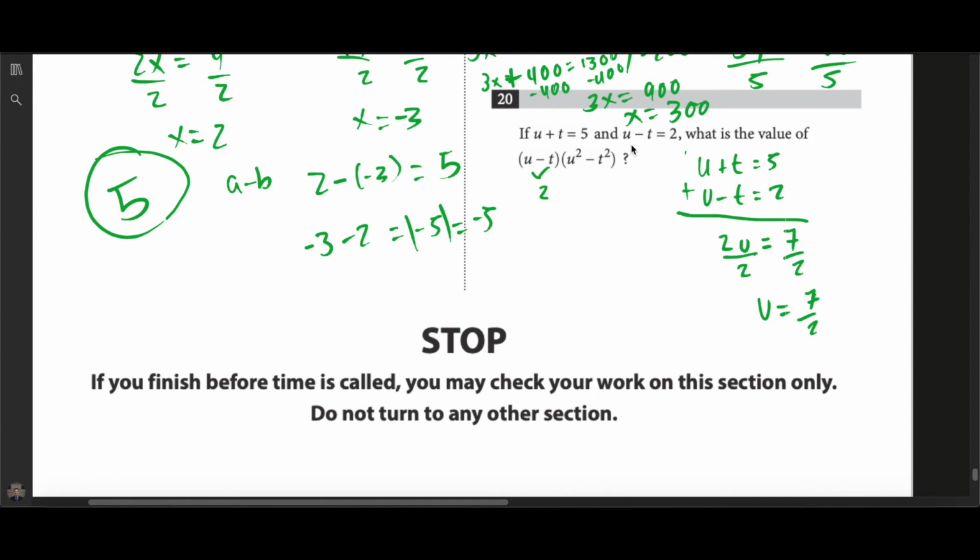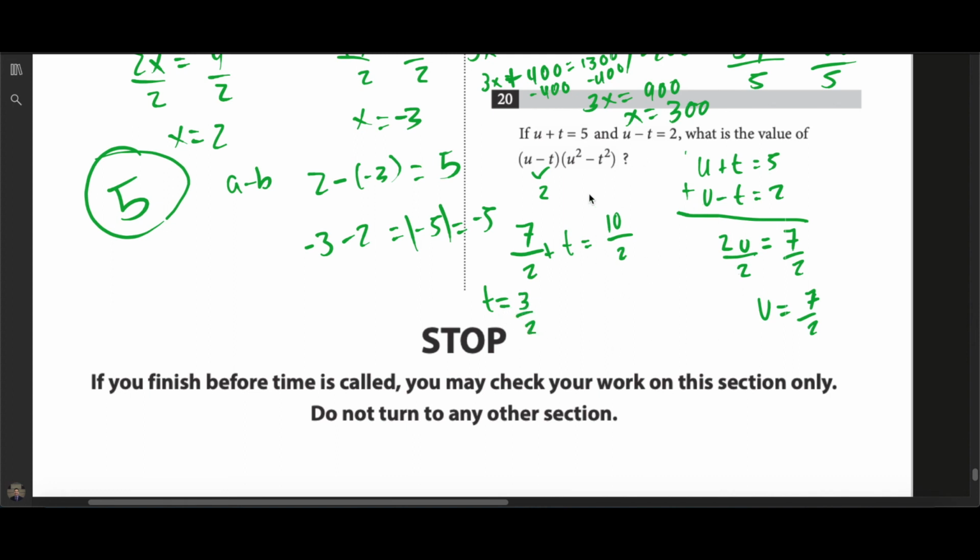Now to find out what t is, we can use this one. 7 over 2 plus t is going to be equal to 5. And 5, I can change it to 10 over 2. That's the same thing as saying 5. And from here, it becomes pretty simple. If this is 7 over 2 plus something, it's going to give us 10 over 2, then t has to be equal to 3 over 2.